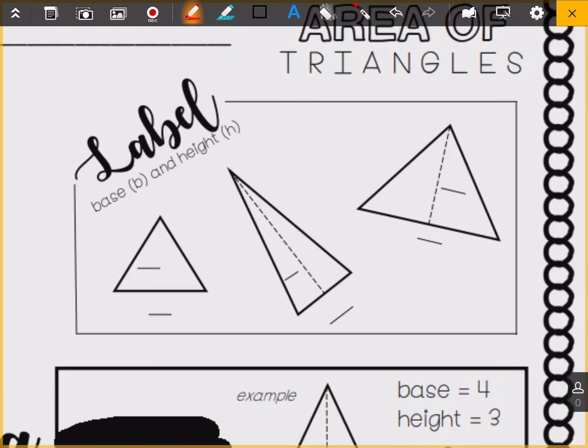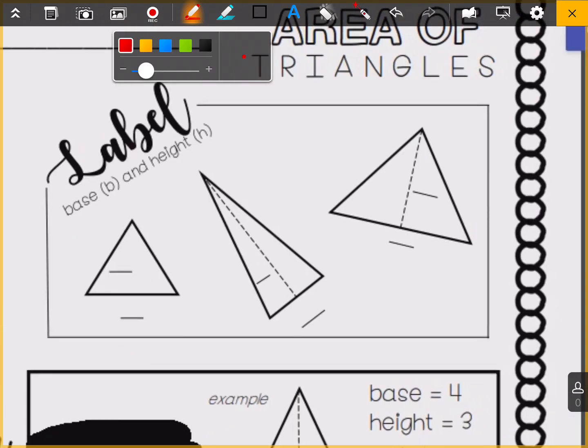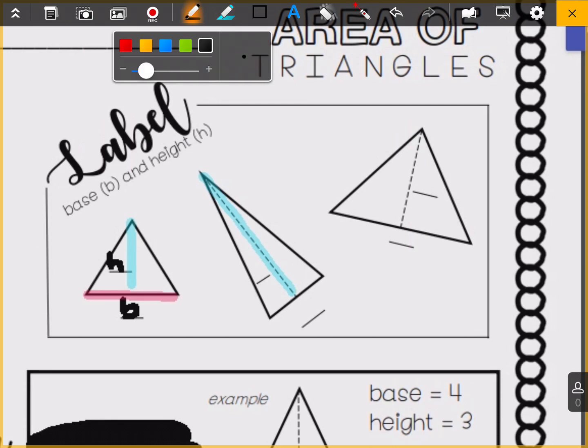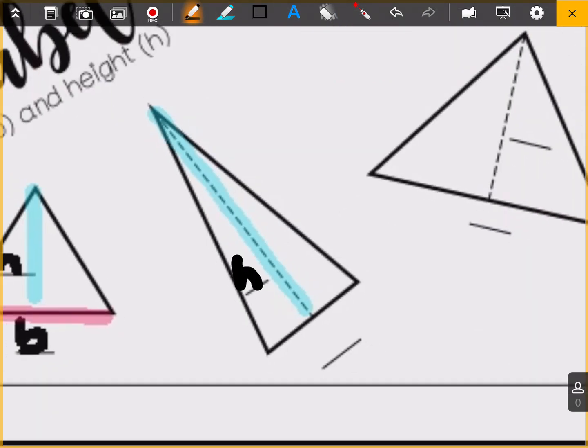So we're going to go ahead and label this section and try and find the base and the height of each of these triangles. So in this first one, the height would be in the middle, even though it doesn't show it, but it does give us that information. So that would be the height, and the base would be at the bottom. On this next one, it gives us our height very clearly because it gives us that line down the middle, showing that it makes a right angle there. Even though it doesn't show it, it technically is. So this would be our height, and our base would be the bottom.